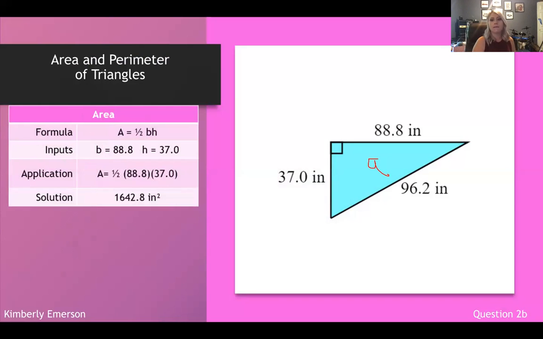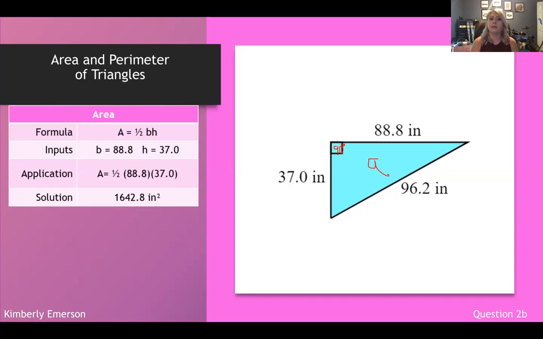Instead of our base being on the bottom like normally is, this shape is actually rotated, because we can see that where the right triangle is right here, that is our 90-degree angle. We see that is sideways, and normally when we have the right triangle, it's like this. So we're going to think of that as our base. Again, our formula is A equals 1/2 base times height.